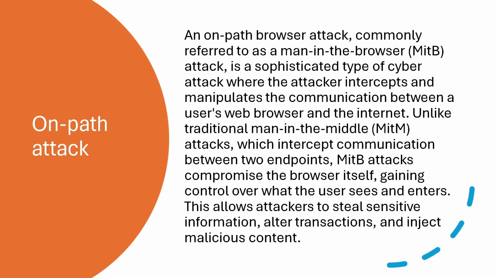An on-path browser attack, commonly referred to as a man in the browser attack, is a sophisticated type of cyber attack where the attacker intercepts and manipulates the communication between a user's web browser and the internet. Unlike traditional man in the middle attacks, which intercept communication between two endpoints, man in the browser attacks compromise the browser itself, gaining control over what the user sees and enters. This allows attackers to steal sensitive information, alter transactions, and inject malicious content.